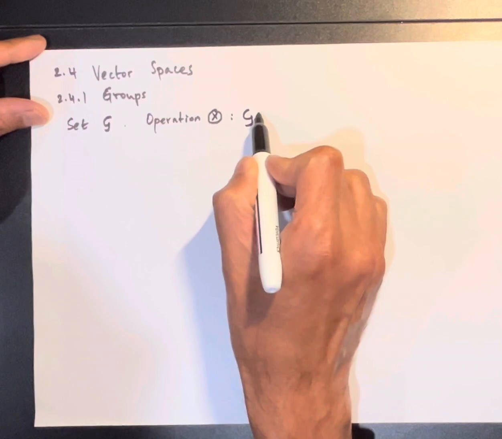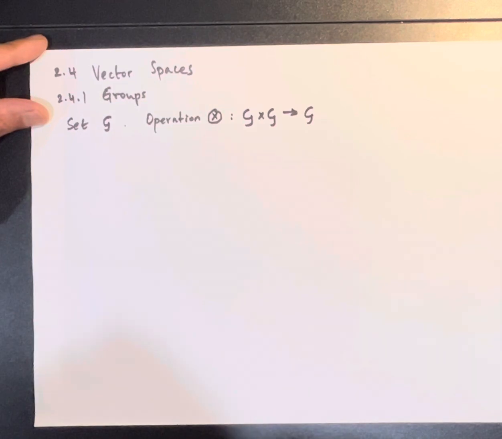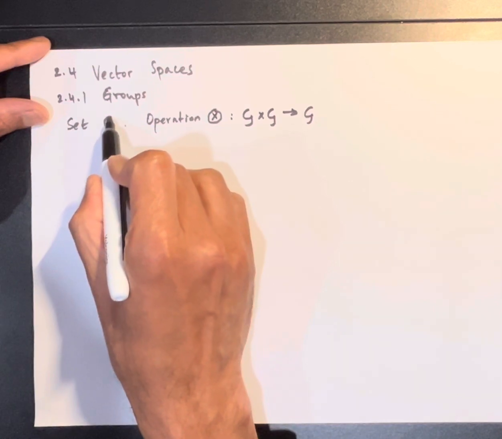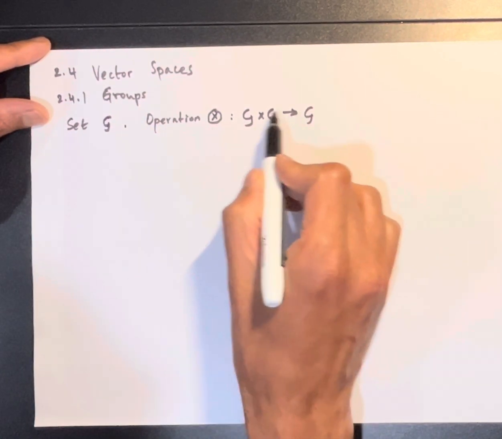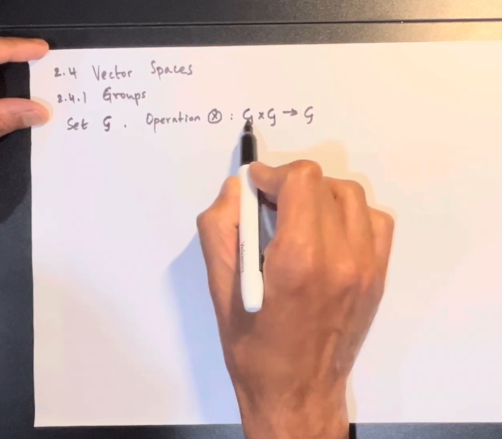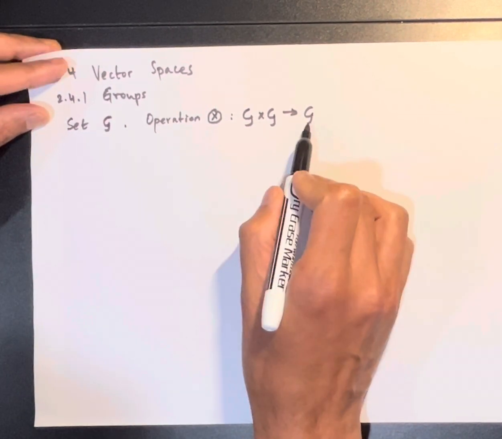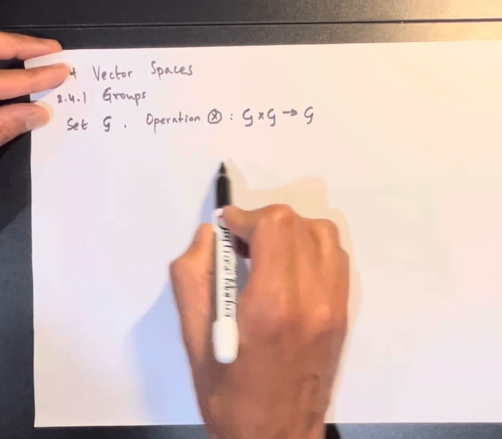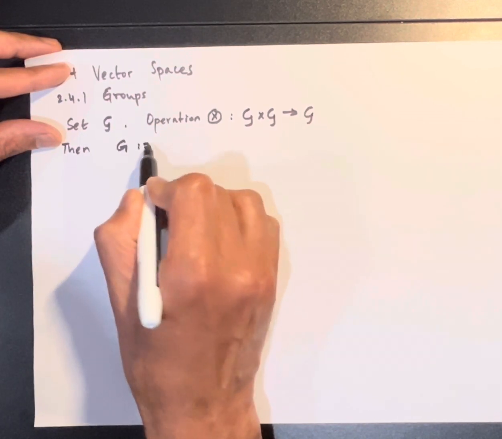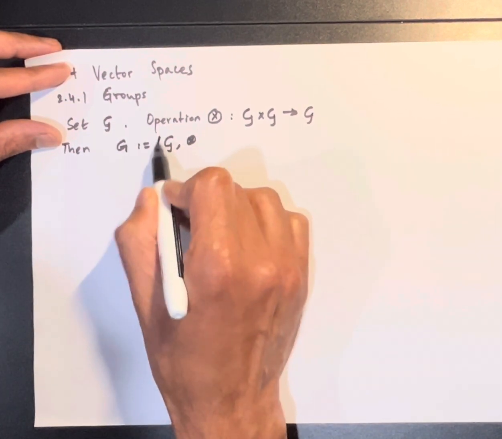So what it does is it takes elements from G cross G and then maps it to G, which is defined on G. So basically we have a set of elements and then we have an operation which is taking elements from G cross G, which is a cross product, which is it takes two elements from G and maps it to another element in G, which could be same or different, so this operation is defined on G. Then this uppercase G, defined as the set G along with this operation, is called a group.